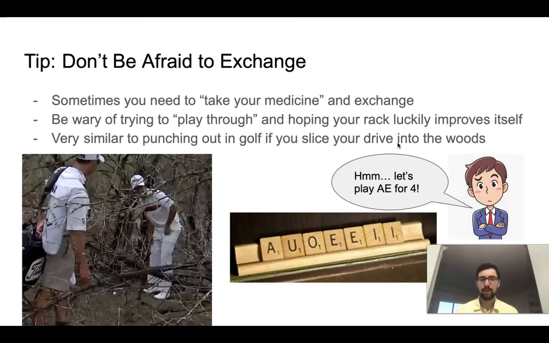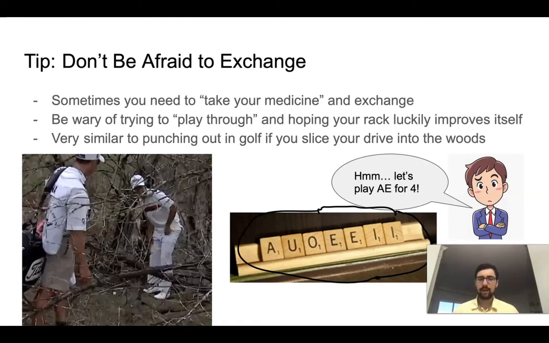If, say, you have this rack here on the screen with all 7 vowels, and you try to do something like this character is suggesting here, and play AE for 4 points, you're going to end up keeping still 5 vowels on your rack. You're probably going to end up wading through a rack with tons of vowels for the next couple of turns, and barely score any more than that for quite a while. Whereas if I take my 0 now, and I get rid of all of my tiles, or maybe just keep an E, I put myself in a much better position next turn to try to get back on track and score a lot of points.